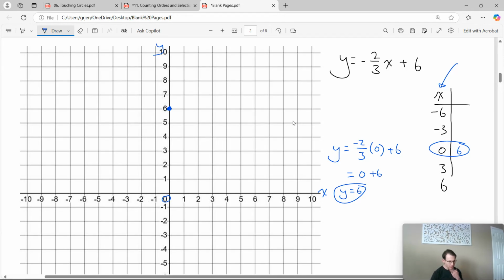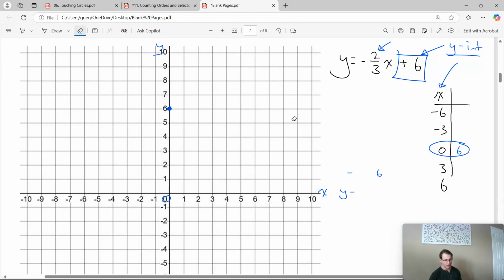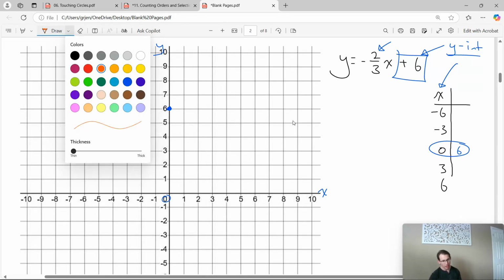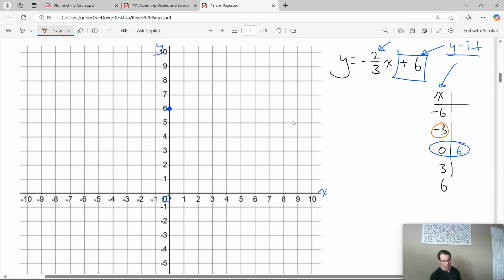Okay, so of course it is, because I already told you that that value always tells me the y-intercept, the place that this line will cross the y-axis. And then this one is the gradient, but we're going to ignore that for a second, and we're just going to process a few different values on our table of values. Okay, so let's work in another color because that's fun. Let's try minus 3 here.